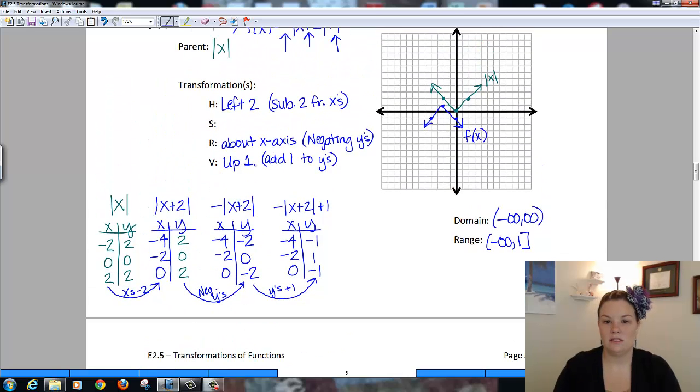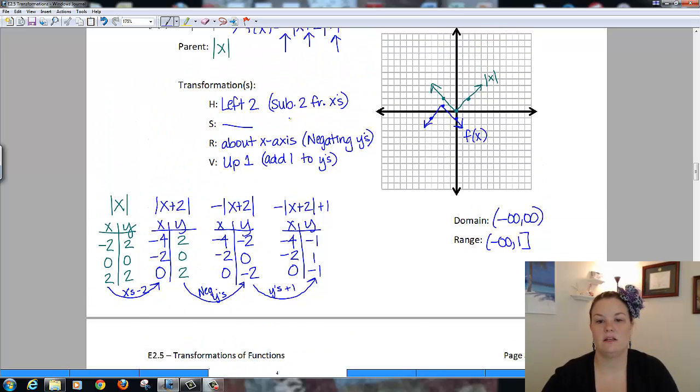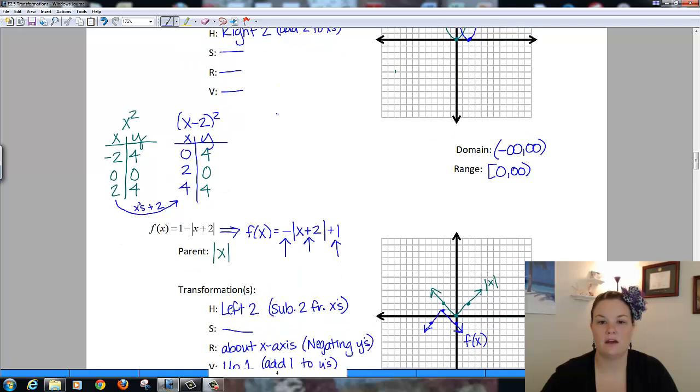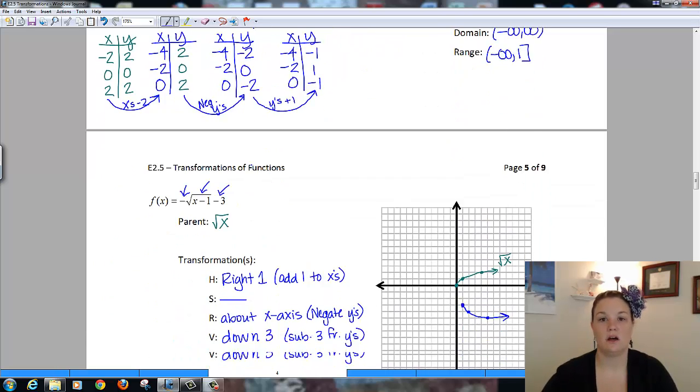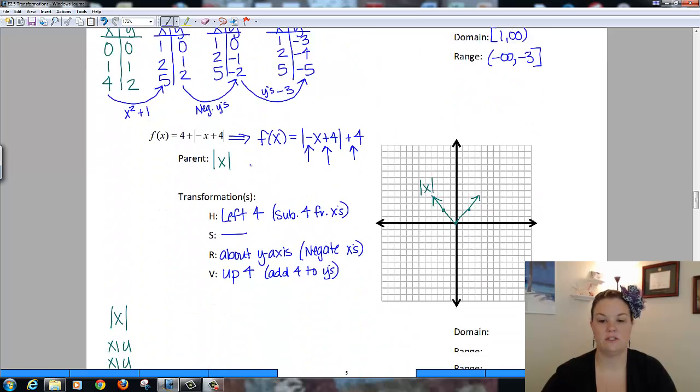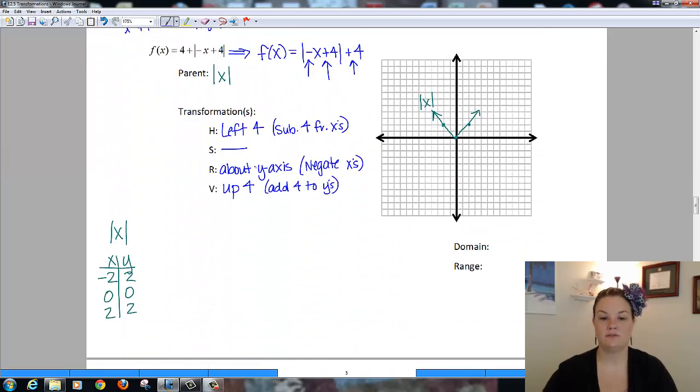And these. Okay, you don't have to write HSRV if you can see clearly that you don't have one of the transformations. You can just leave it blank, or you can put a line through it when there's not a specific transformation. Okay, so now that I know what my transformations are, I'm going to modify my XY table.